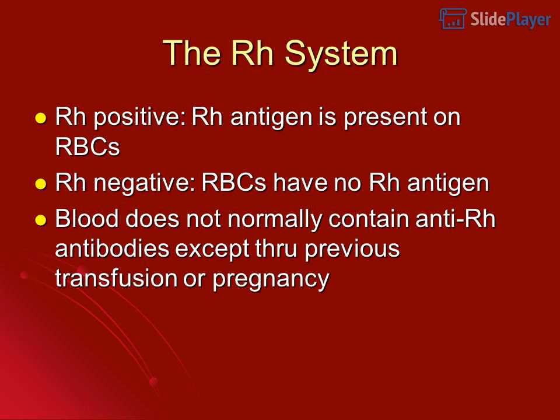The Rh system. Rh positive, Rh antigen is present on RBCs. Rh negative, RBCs have no Rh antigen. Blood does not normally contain anti-Rh antibodies except through previous transfusion or pregnancy.